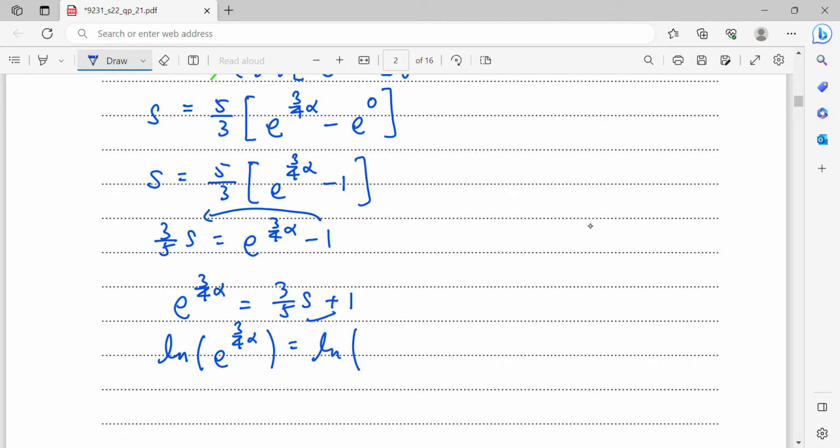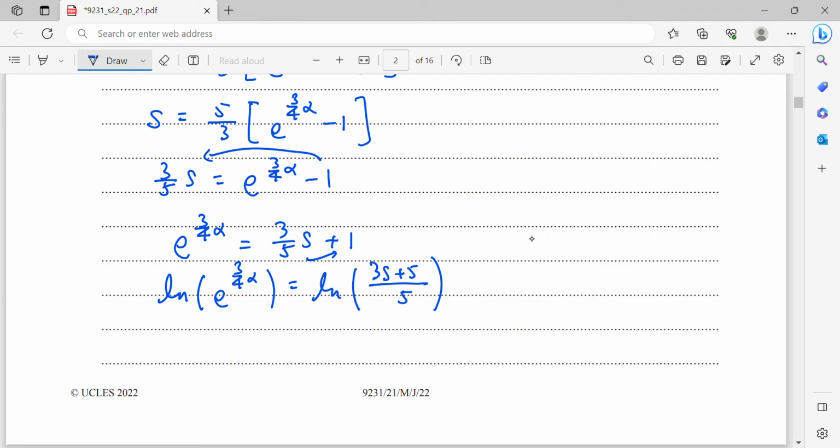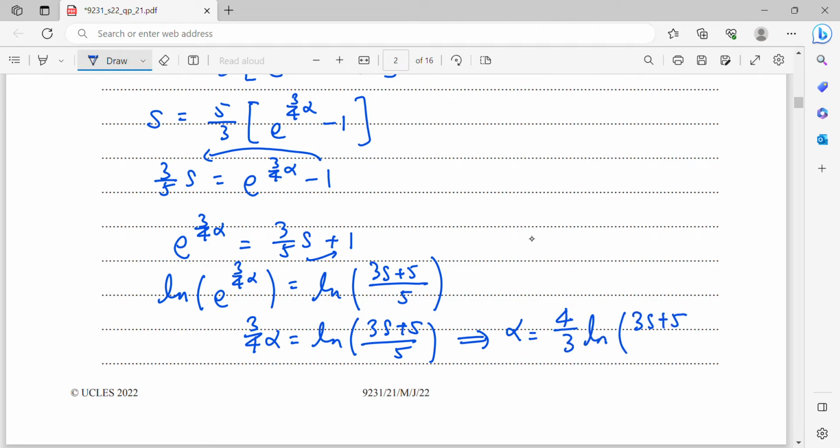Okay, so for this, I can combine to get the same denominator, which means I will be getting 3s plus 5 over 5. Okay, so now ln e is the function itself. So I will get 3 over 4 alpha is ln of 3s plus 5 over 5. So at last, for my alpha, I just move the 3 over 4 to the other side. So it becomes 4 over 3 ln of 3s plus 5 over 5. Alright, so this is the solution for this question, which is alpha in terms of s.